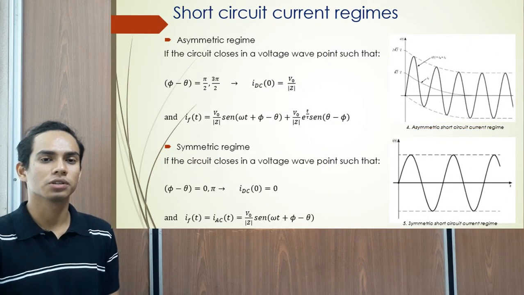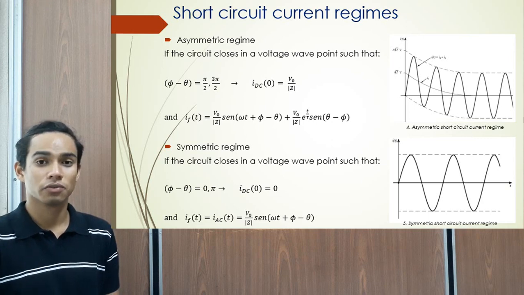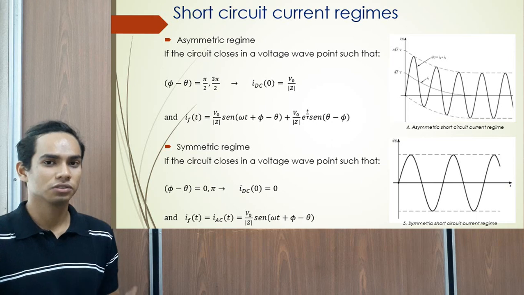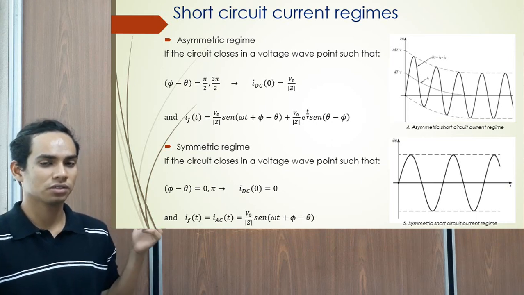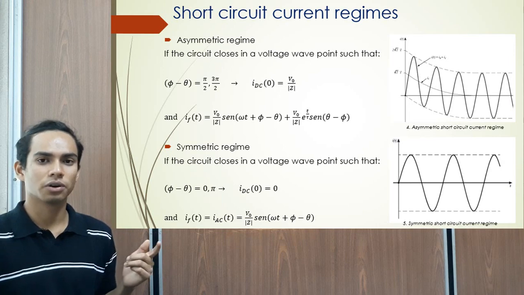The short circuit regimens. There are two cases in which the regimen could be symmetric or asymmetric. For these phases, when the DC component exists, the regimen is asymmetric, and for these phases, when the DC component is absent, the regimen is symmetric.